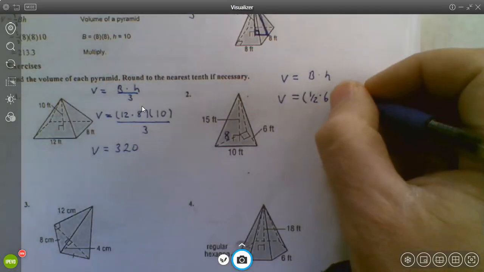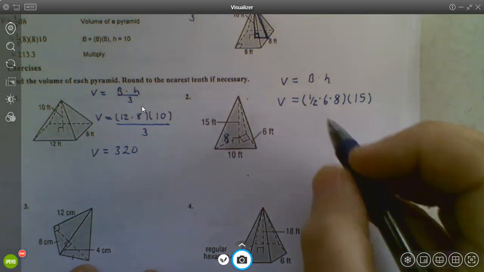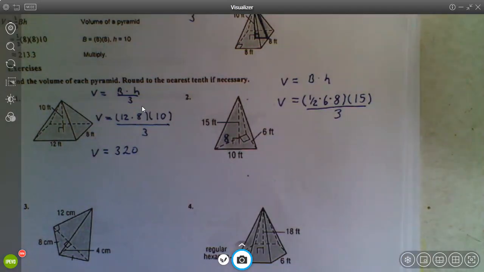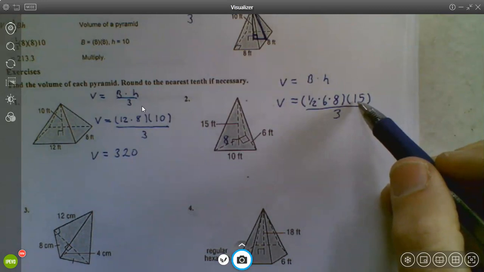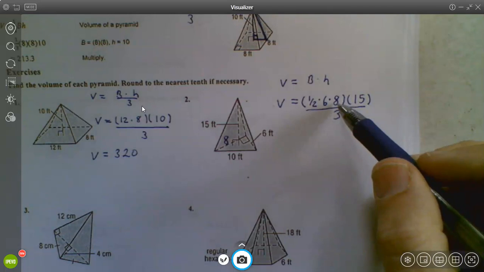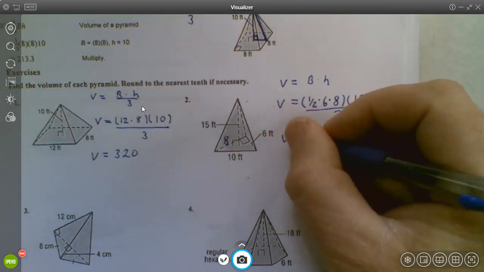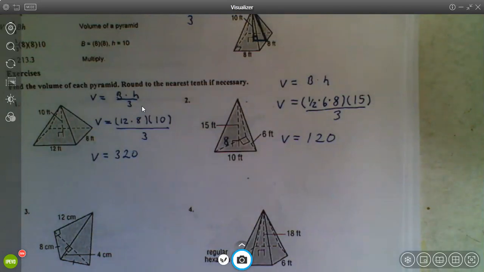And so we now have the setup for the volume of this pyramid. At the end of it all, we will divide it by 3. So it's going to look something like this. You can do that in your calculator. I think we could actually just do this one in our head. 3 goes into 15 5 times. And 5 times 8 is 40. Half of 6 is 3, so 40 times 3 would be 120. But you're welcome to do that in a calculator and make sure we're getting that right.